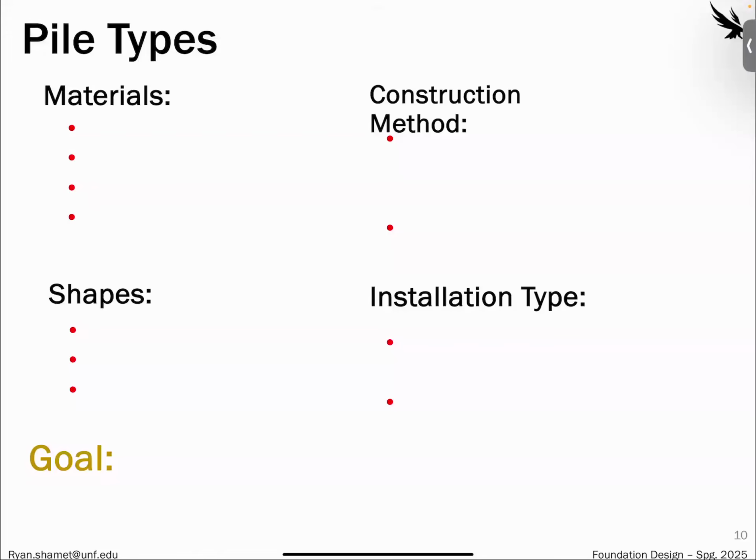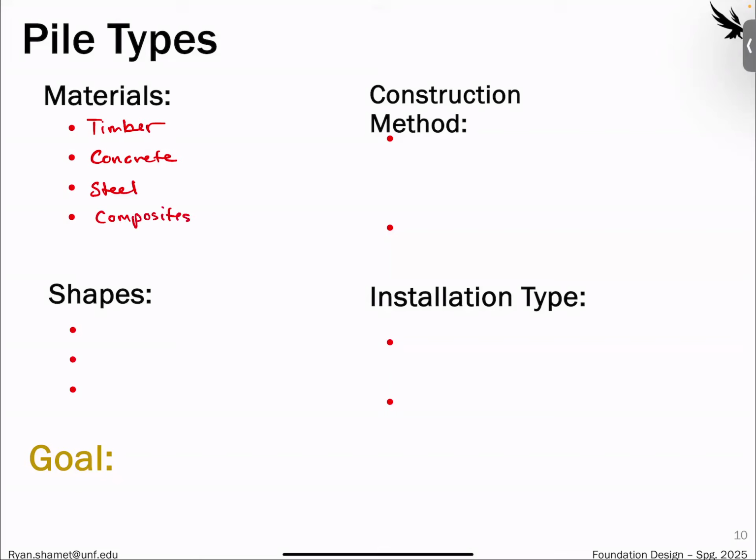So, overview of each one. Go back. When it comes to materials, there's timber or wood, there's concrete, there's steel, and then there's composite.